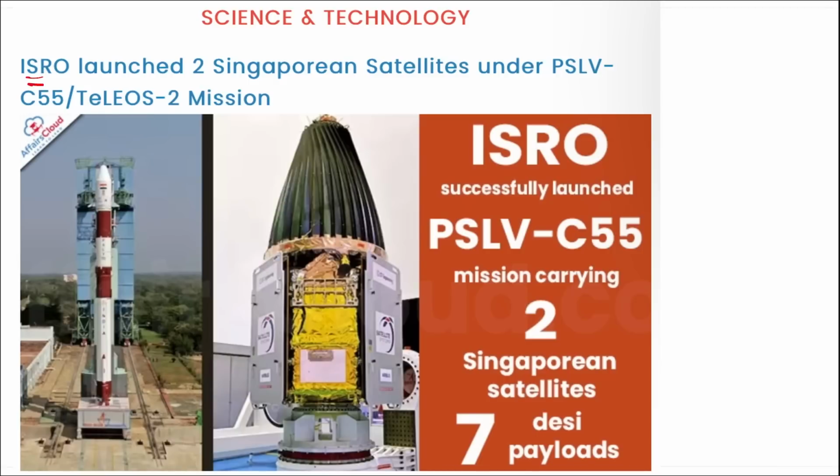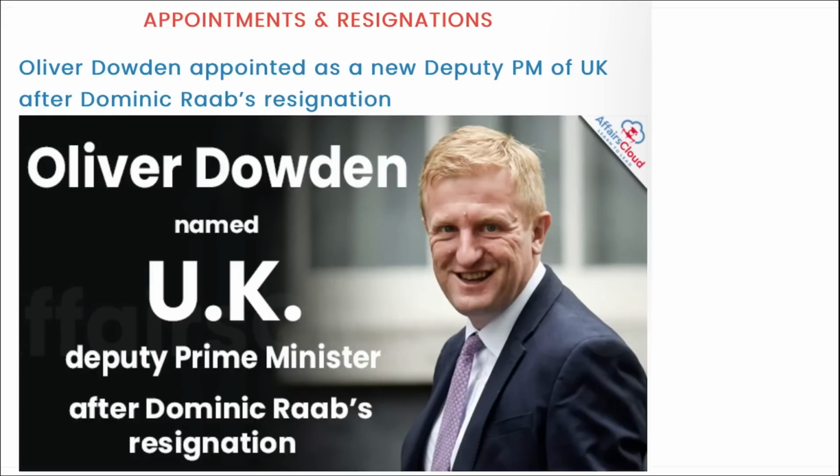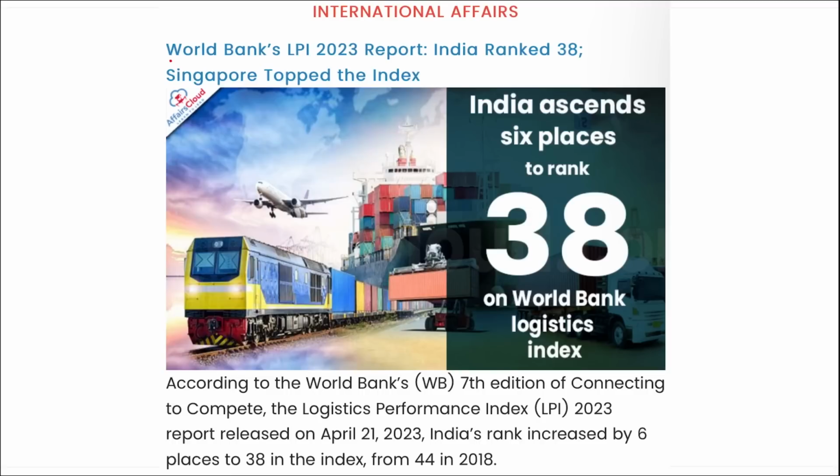Next, ISRO launched two Singaporean satellites using the PSLV-C53 rocket, launched from Satish Dhawan Space Centre, Sriharikota, Andhra Pradesh. Next, Oliver Dowden has been appointed as the new Deputy Prime Minister of the UK after Dominic Raab resigned from the position. Next, the World Bank's LPI, the Logistics Performance Index, rank was released, and India's rank here is 38th, and Singapore topped this index.